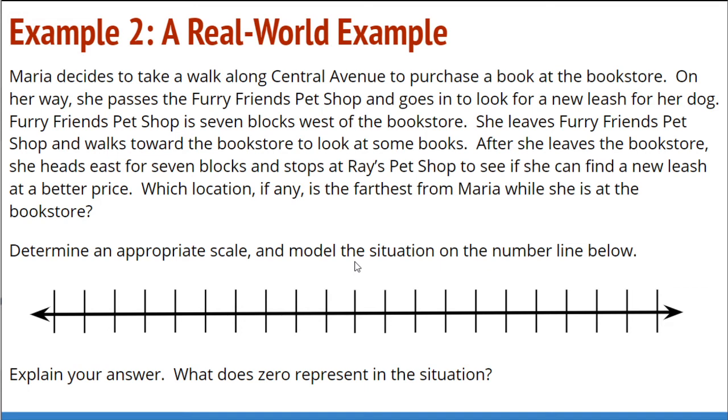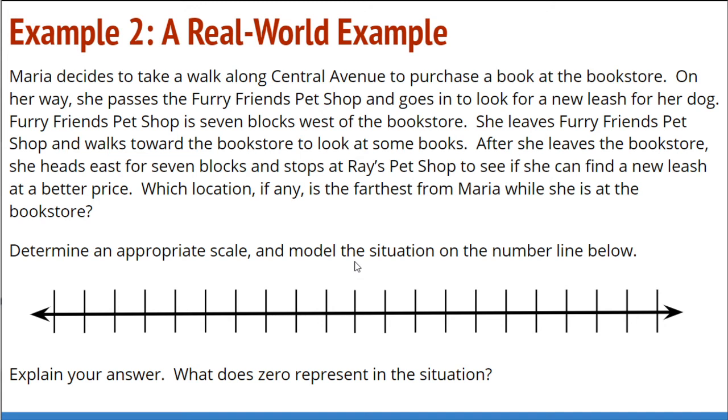Example 2A, real-world example. Maria decides to take a walk along Central Avenue to purchase a book at the bookstore. On her way, she passes the Furry Friends pet shop and goes in to look for a new leash for her dog. Furry Friends Pet Shop is 7 blocks west of the bookstore. She leaves Furry Friends Pet Shop and walks toward the bookstore to look at some books. After she leaves the bookstore, she heads east for 7 blocks and stops at Ray's Pet Shop to see if she can find a new leash at a better price. Which location, if any, is the farthest from Maria while she is at the bookstore?